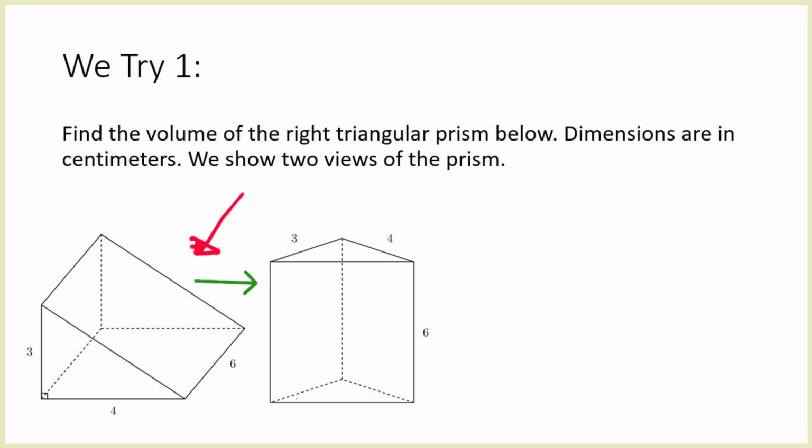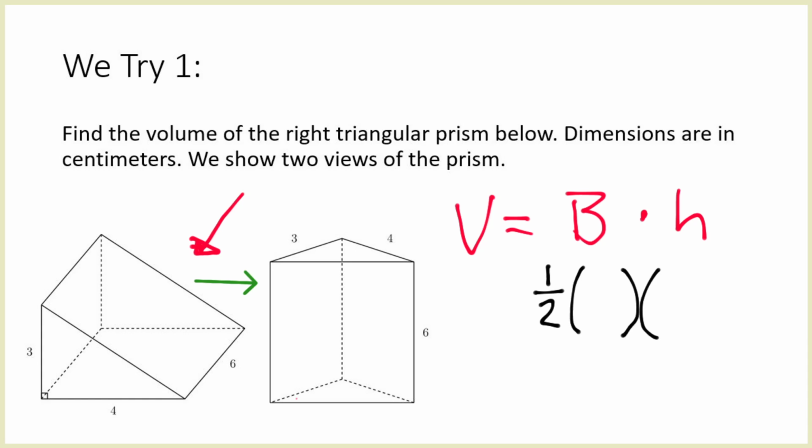Those are the sides that change, right? The height is the same no matter where I am on the shape. So the volume of this prism is equal to the area of the base times the height. The area of this base, which is a triangle, is 1/2 times the base of the triangle times the height of the triangle.